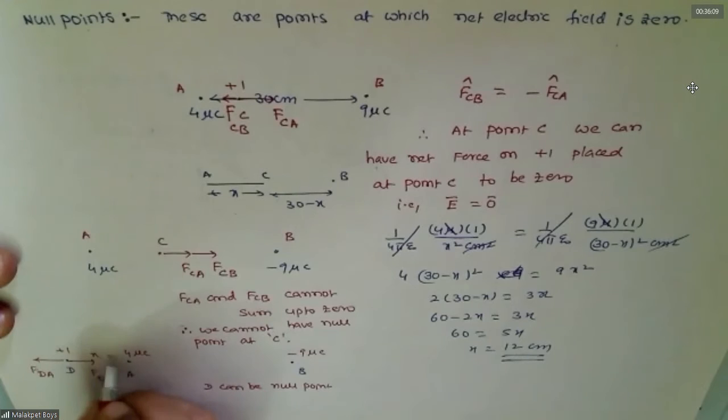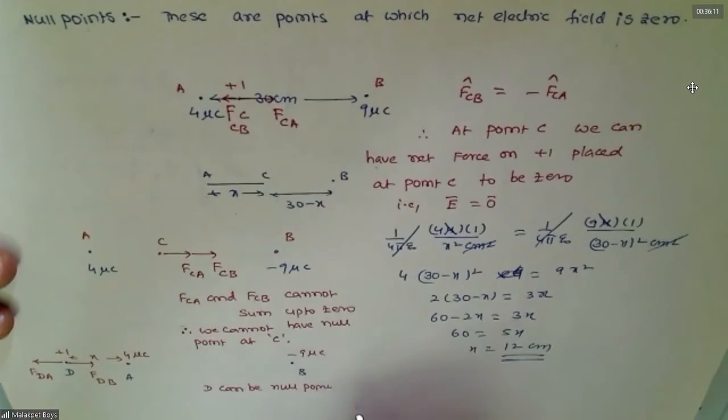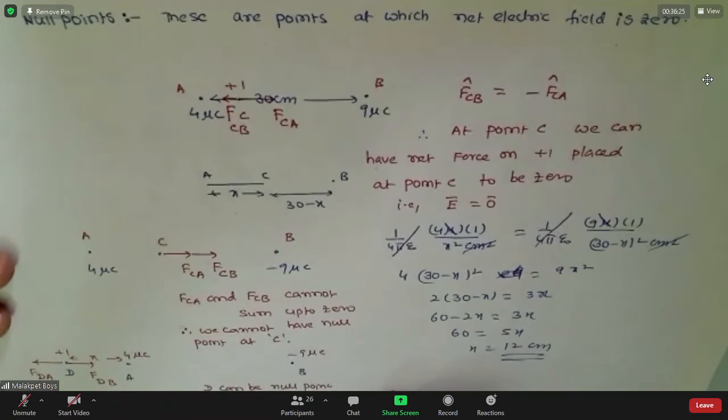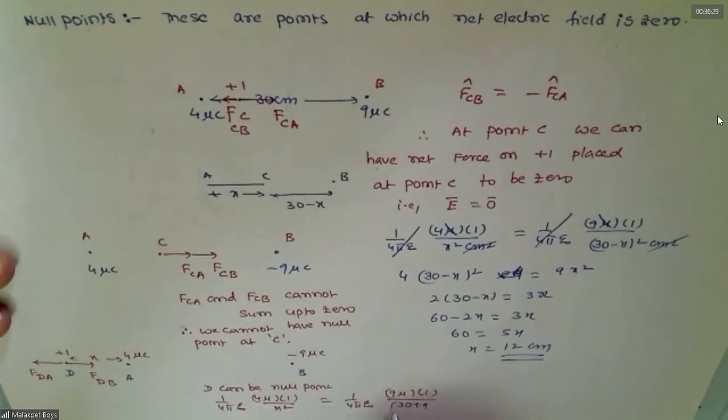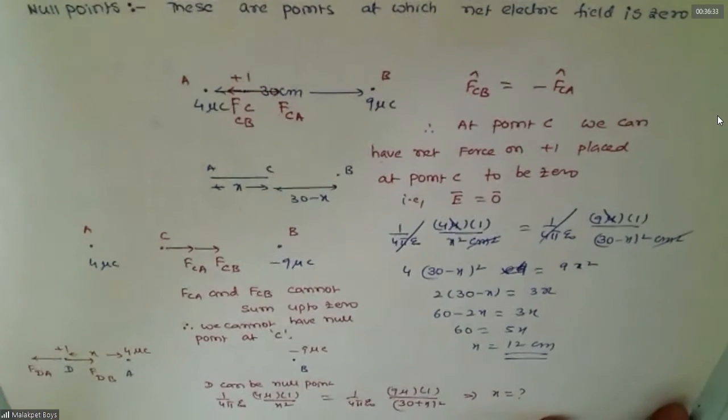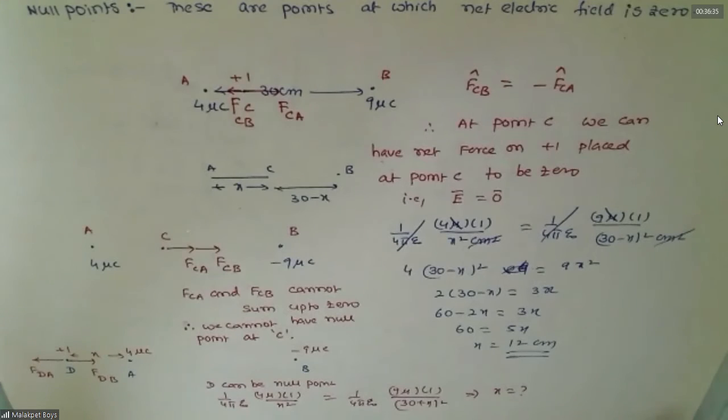That means if this is x, again the same story. What is that? 1 by 4 pi epsilon naught into 4 micro into 1 by x square equals 1 by 4 pi epsilon naught into 9 micro into 1 by (30 plus x) whole square. You will find x. Understood how to find null points? Yes, sir. Understood. What is a null point? How to find null points?